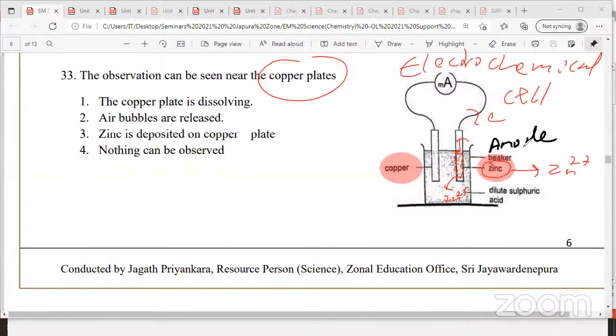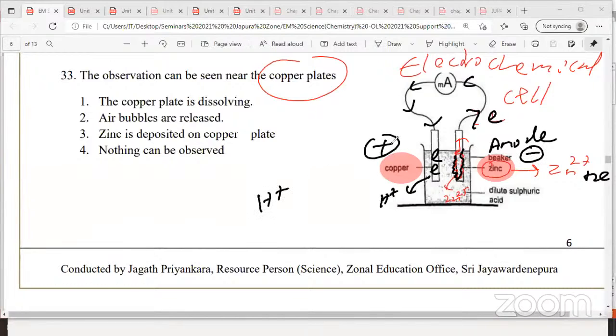Zinc anode. The anode oxidizes and decreases in size. Oxidation means losing electrons. Two electrons are lost by the anode and travel towards the external conductor. Near the copper, these electrons are gained by H plus, which becomes H2. So what happens near the positively charged cathode?